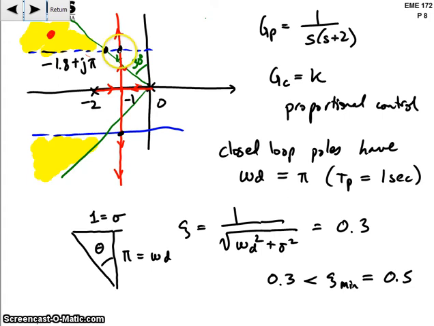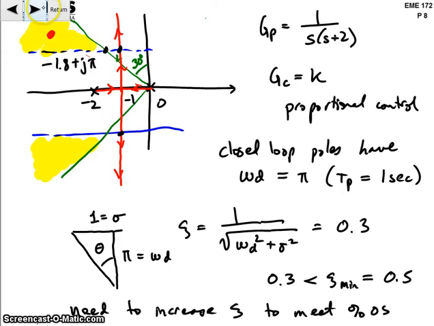I need to add some damping to meet the percent overshoot spec. Need to increase the damping to meet it. Okay? And so whenever you know that you need to add damping, you have too much overshoot, then that's a good time to add a derivative controller. Okay? So let's look at the transfer function for a derivative controller.